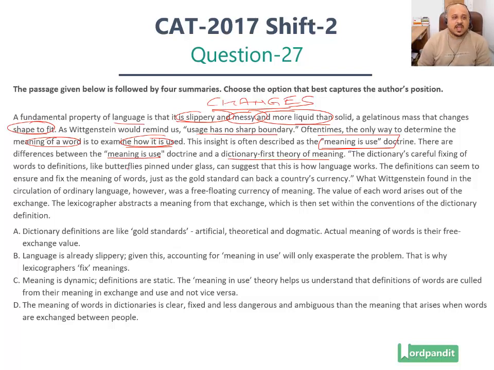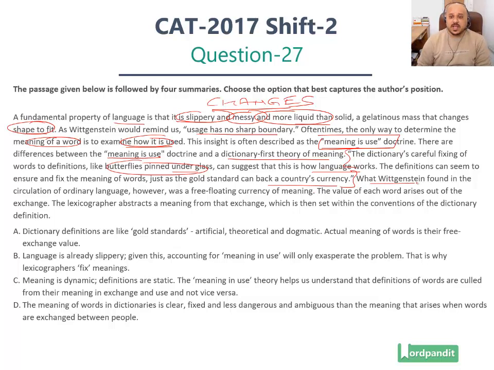The dictionary is careful fixing of the words to definitions like butterflies pinned under glass. So butterflies pinned under glass would not be allowed any movement. Similarly, definitions are going to be fixed, they are going to be pinned, not allowed change. Can suggest that this is how language works, that the definitions can seem to ensure and fix the meanings of words, just as the gold standard can back a country's currency, effectively implying that the dictionary first theory of meaning implies that meanings are fixed.